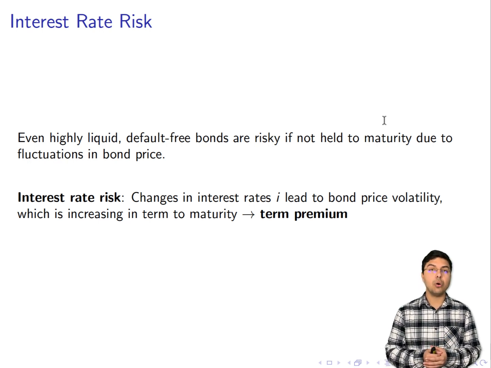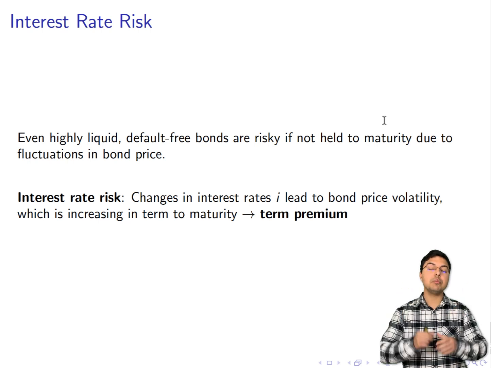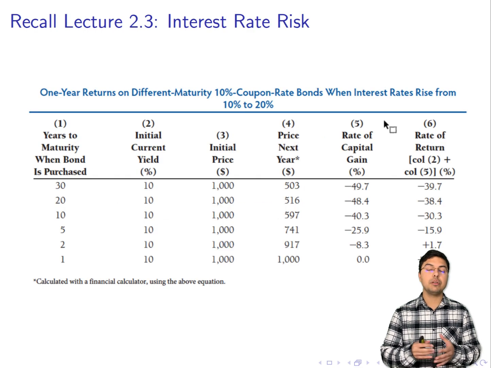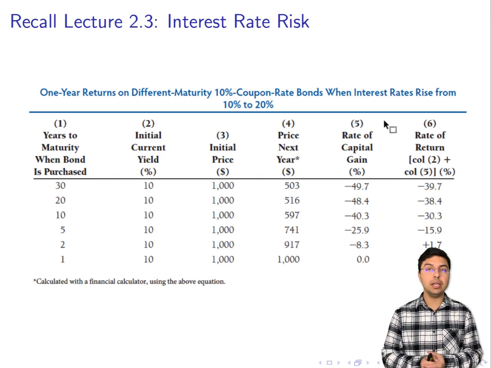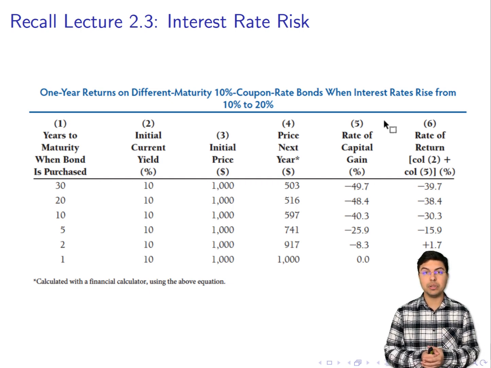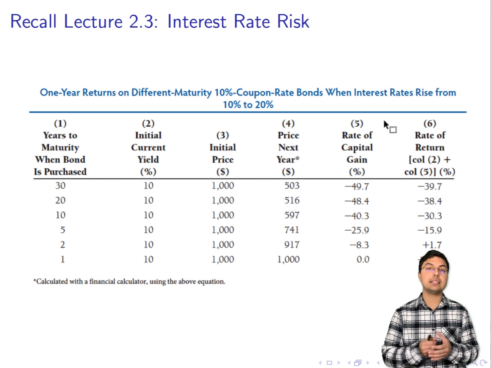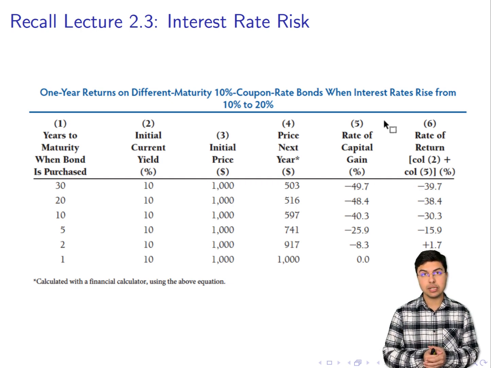And that is the reason longer term bonds have a concept of term premium associated with them, and we will discuss more about it in lecture 4.2. But for now, it is worth recalling lecture 2.3, which also illustrated the concept of interest rate risk very well. So if you recall this table, we discussed how when the interest rate changes from 10% to 20%, the holder of the bond incurs capital losses and how these capital losses increase with the term to maturity, correct? And this is exactly what we mean by interest rate risk: the bond price volatility due to changes in interest rates for bonds that are not held to maturity.